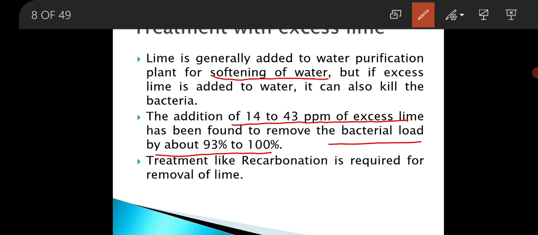But this method is practical for complete removal of bacteria, but the excess lime is to be removed from the water before it is supplied to the public. Therefore, a treatment like recarbonation is required for removal of lime if this method is used for disinfection. And also it cannot protect the water from recontamination. Hence it is not used these days.